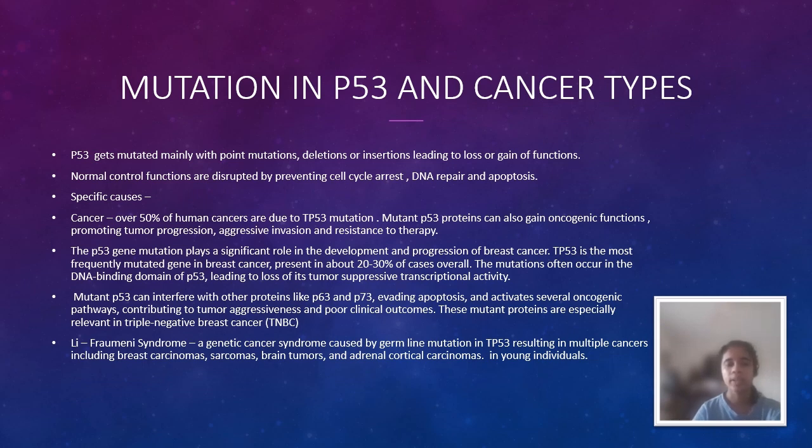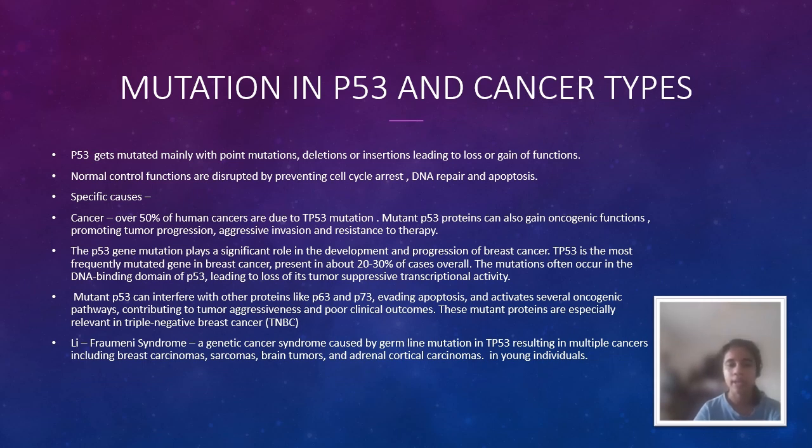If the p53 gene gets mutated, the major cancer that develops is breast cancer. p53 is the most frequently mutated gene in breast cancer, around 20 to 30%. As I told you, the mutation happens in the DNA binding domain of p53, the transcription binding area. When that is affected, it can't bind, so it can't do its transcriptional activity, which leads to the loss of its tumor suppressive function.